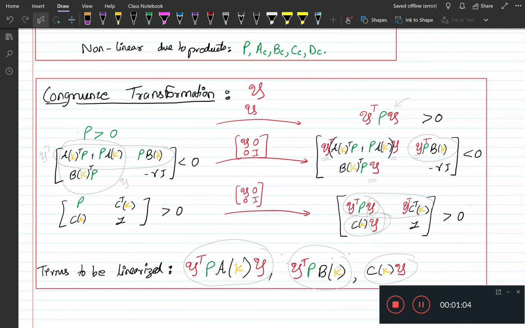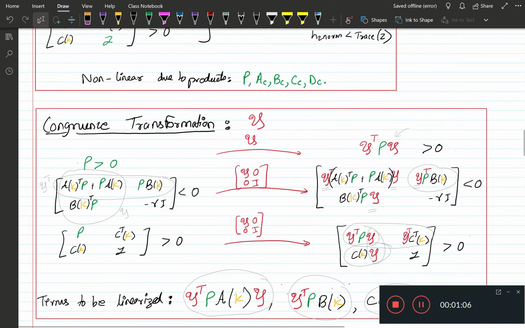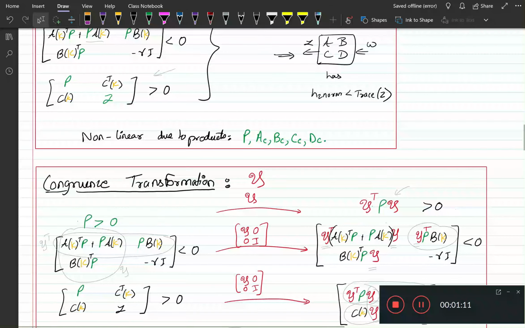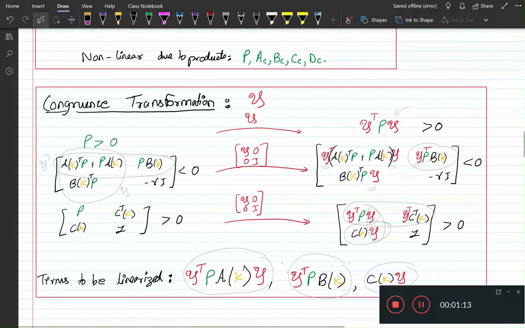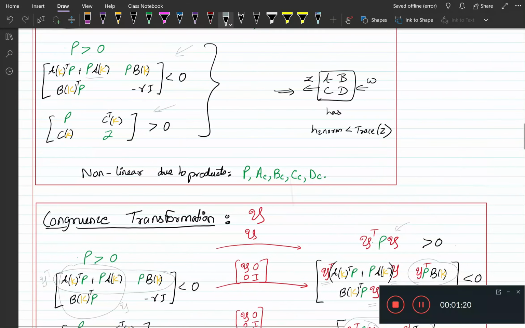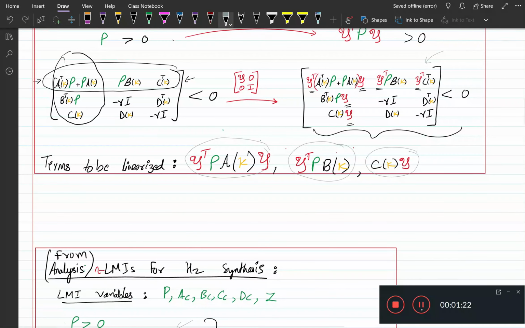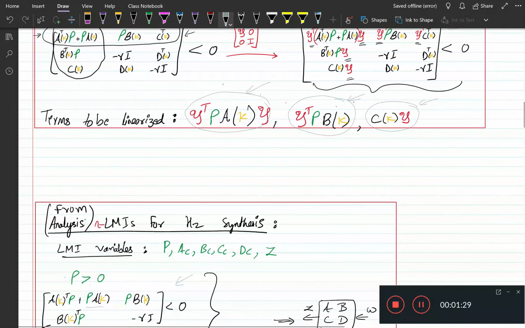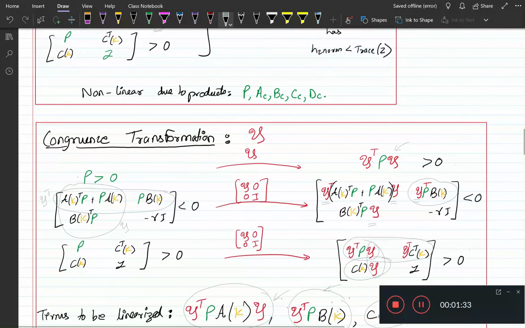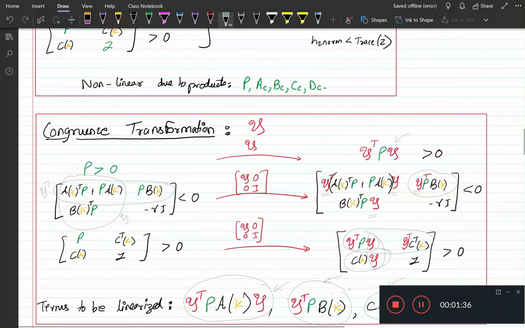So if we made a clever choice of Y for the H infinity case, such that these three terms are linear in some new variables, then with the same choice of Y we would also have the same three terms linear here, so we would solve both problems with the same choice of Y. And now let's see what choice of Y does the job.